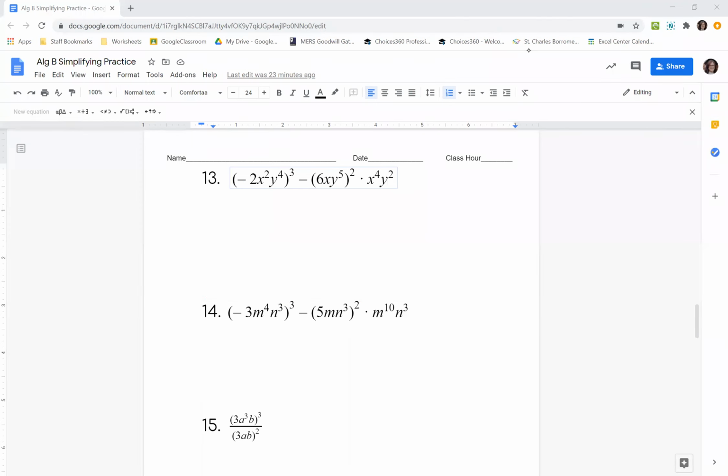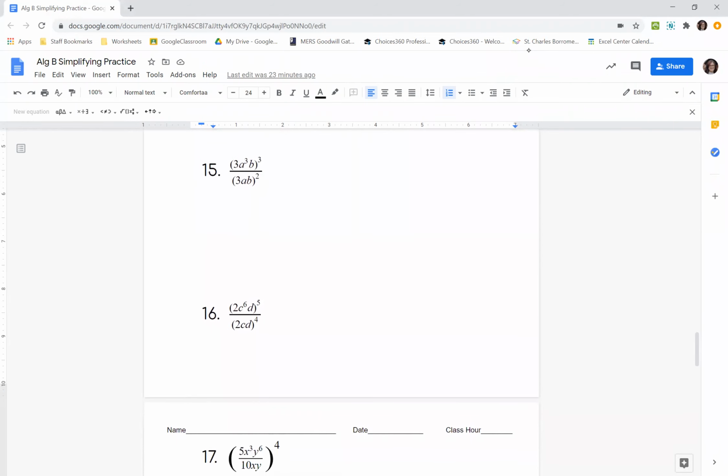Okay, so number 14 will be extremely similar. And let's move on. So I have a rational expression. You do want to make sure that when you have a rational expression that the top and the bottom are simplified. So I have 3a cubed b all raised to the cube. Since that exponent, the cubed, is above a parentheses, I know I can distribute that to the different factors.